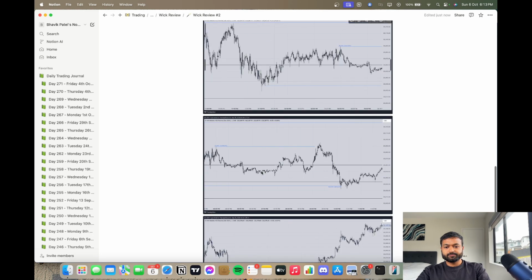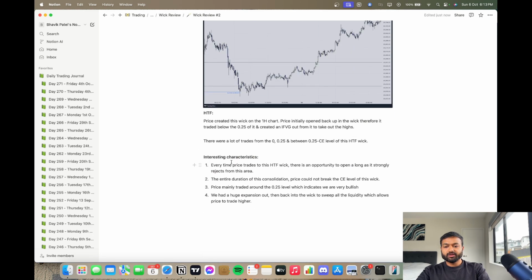So every time price trades to this higher time frame wick, there is the opportunity to open a long, and it strongly rejects from this area. This could possibly be an entry point for me if I'm using wicks.